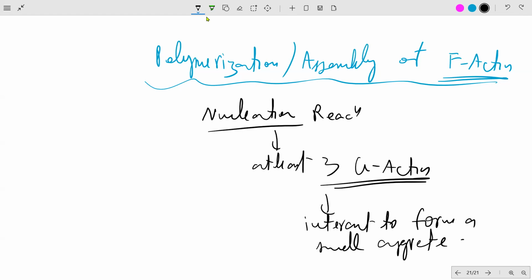And once this aggregate is formed, I am not drawing the full U shape. This is the negative end, this is the positive end. So once the aggregate has been formed, this structure can further grow. Now this further elongates. Now you have to tell me from which end it will grow. Negative end or positive end?